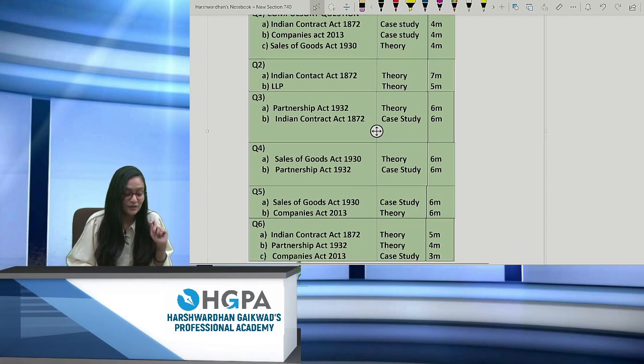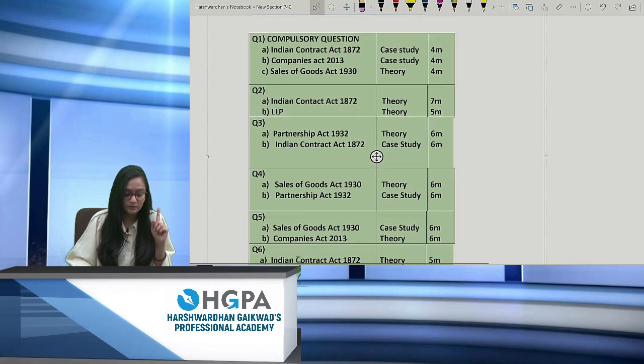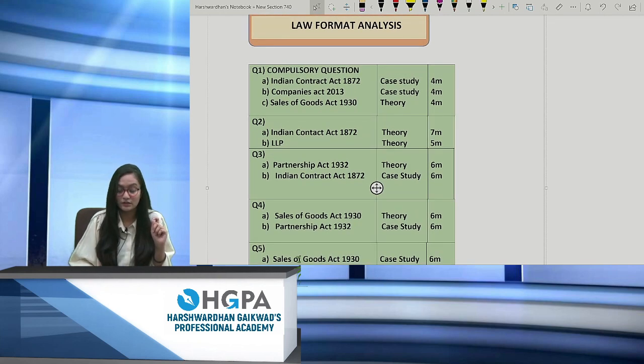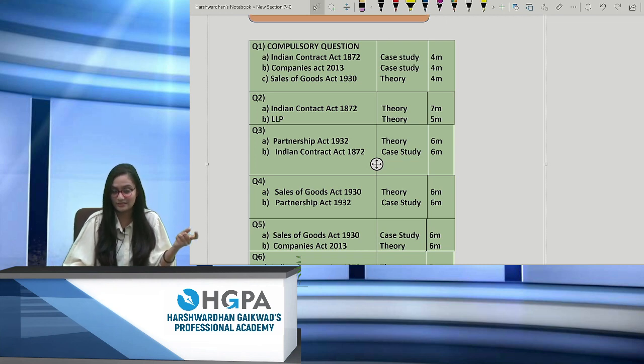Yes. So now moving further, question number 3. Here Partnership Act question comes in. It's a theory question for 6 marks and again accompanied by the Indian Contract Act case study. Indian Contract Act it's always there in the first 3 questions. यही से आप लोग देख सकते हो कि the case studies have come for 10 marks, the theory question has come for 7 marks, so you can definitely gauge how important this act is.